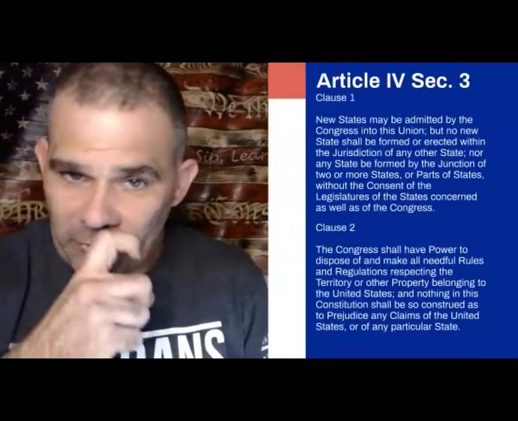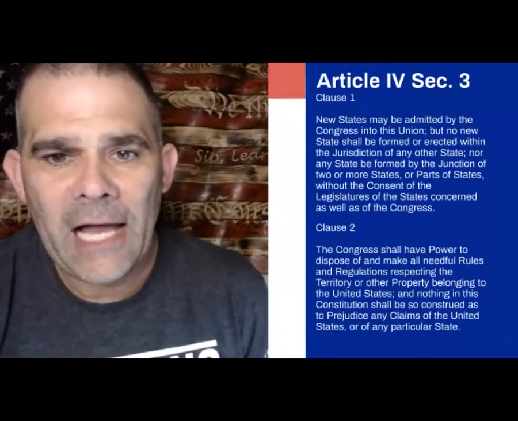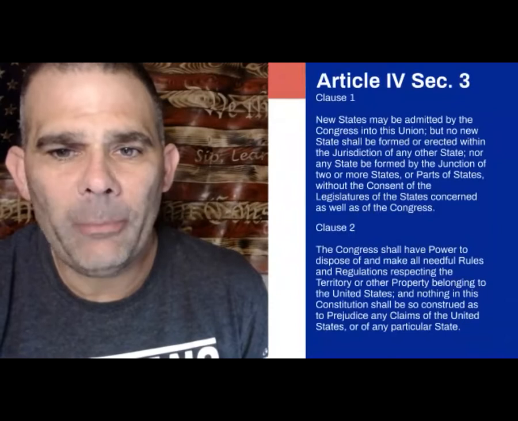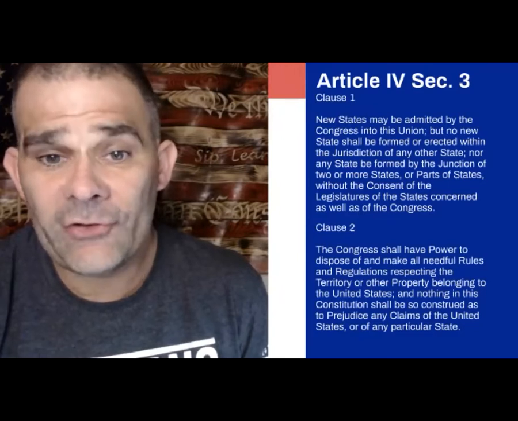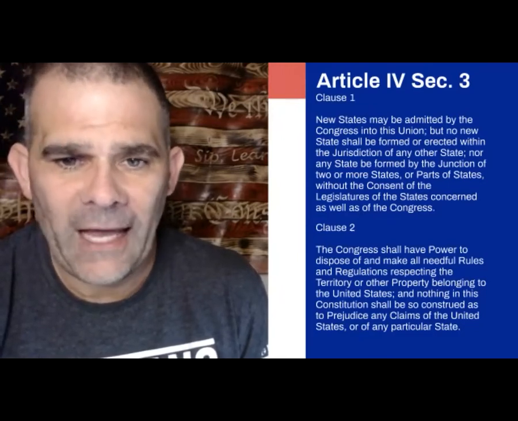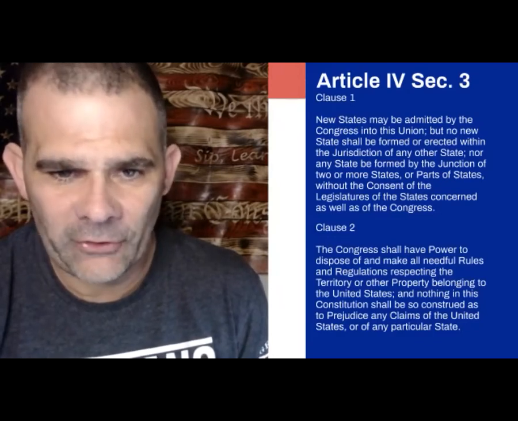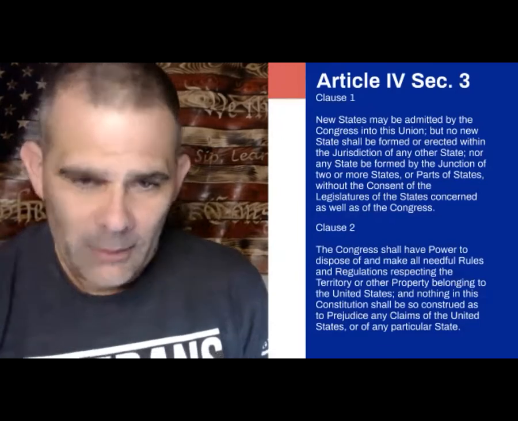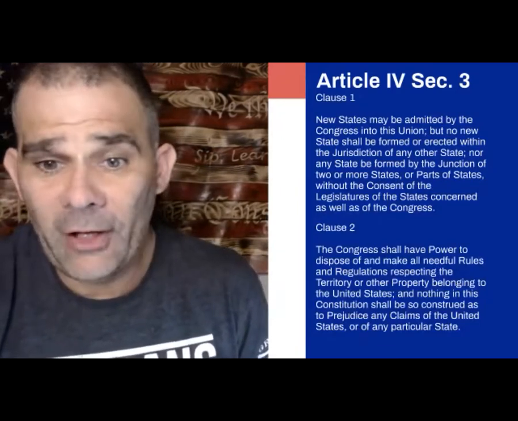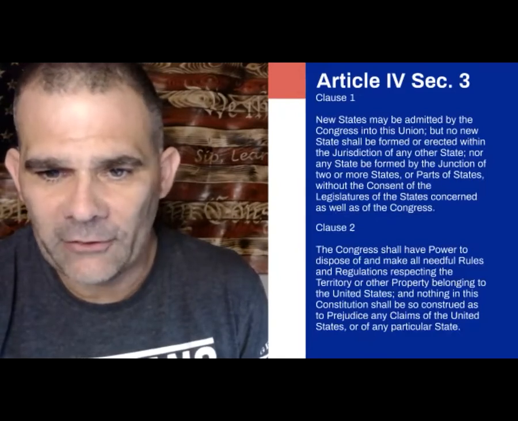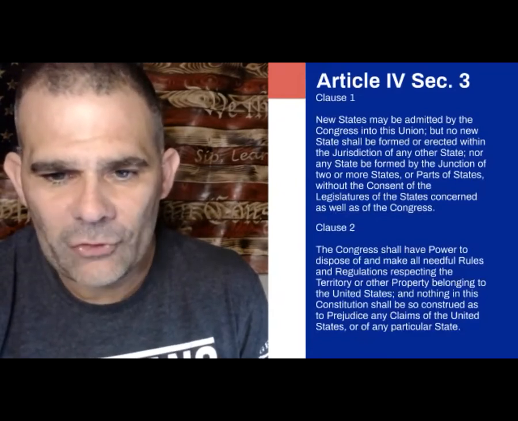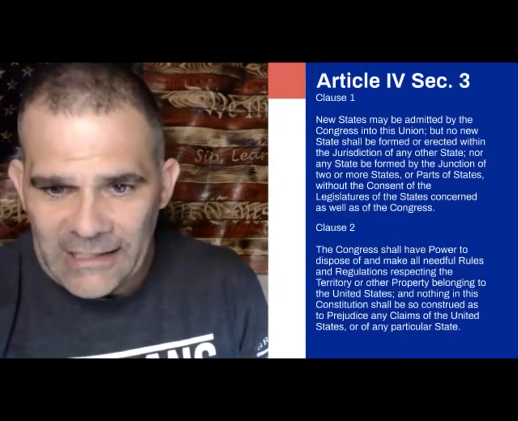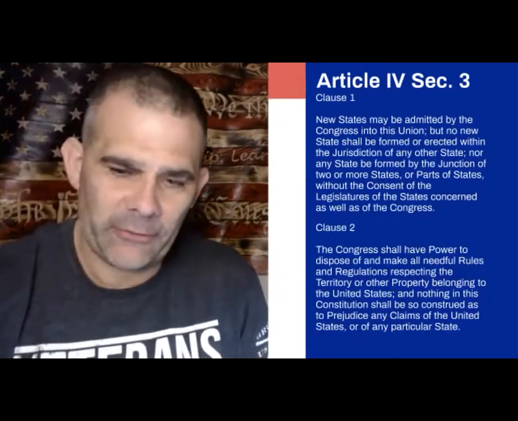Article 4, Section 3. This has two clauses. Clause 1 is that new states may be admitted by the Congress into this union, but no new state shall be formed or erected within the jurisdiction of any other state, nor any state be formed by the junction of two or more states or parts of states without the consent of the legislatures of the states concerned, as well as of Congress. Clause 2 is the Congress shall have power to dispose of and make all needful rules and regulations respecting the territory or other property belonging to the United States, and nothing in this Constitution shall be so construed as to prejudice any claims of the United States or any particular state.